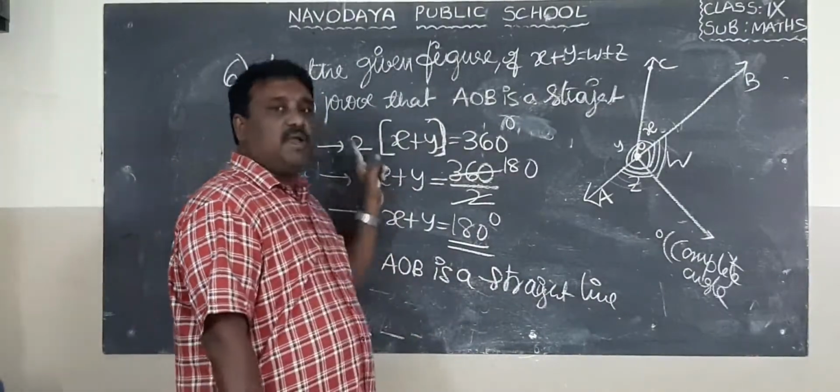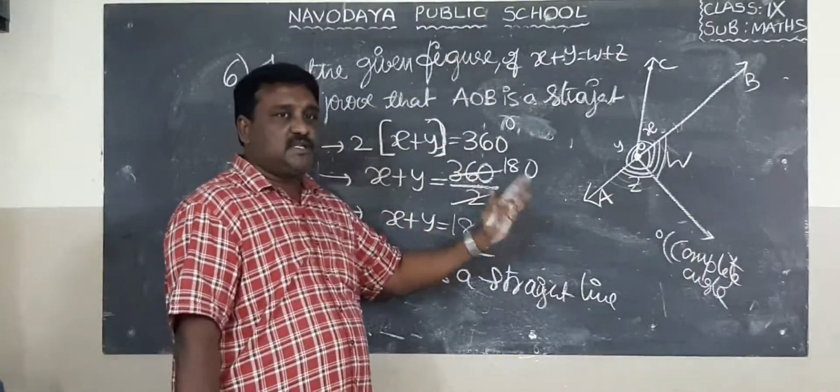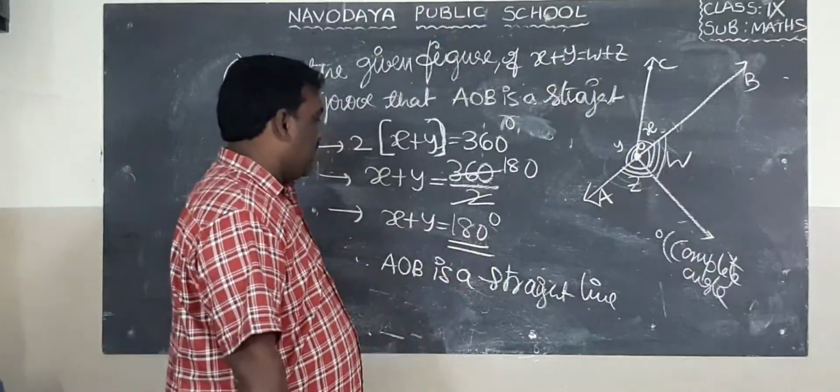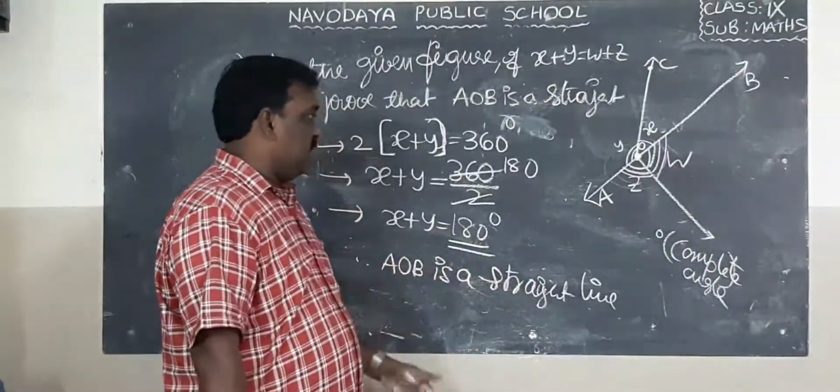So 2 common, x plus y equal to 360. 2 is moving to the right side. X plus y equal to 360 by 2, x plus y equal to 180. 180 means it is a straight line. Therefore AOB is a straight line. Write down.